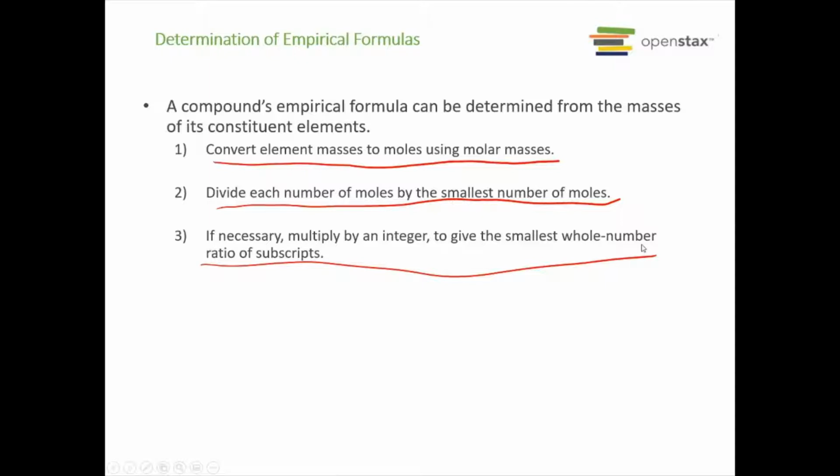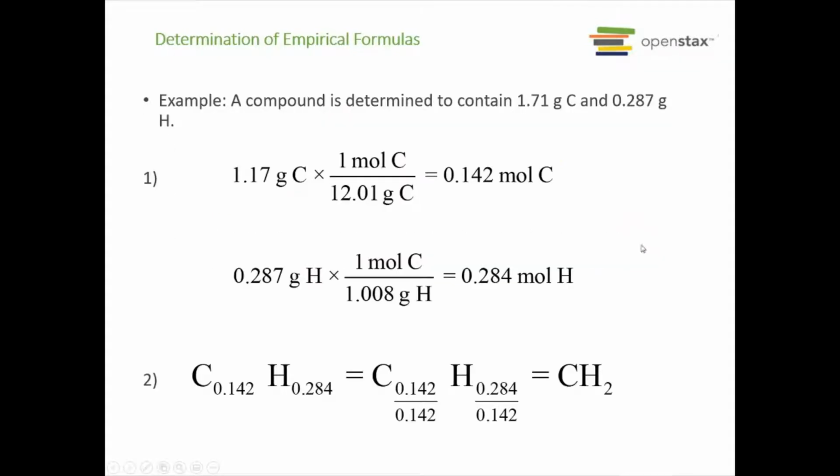This is one of those things that just describing it honestly sucks. So let's look at some examples. Let's start with a compound that is determined to have 1.71 grams of carbon and 0.287 grams of hydrogen. We're going to start by taking our grams of carbon and turn it into moles. So 1 mole of carbon per 12.01 grams of it. We have 0.142 moles of carbon. Do the same thing for hydrogen, from grams to moles, and we get 0.284 moles.